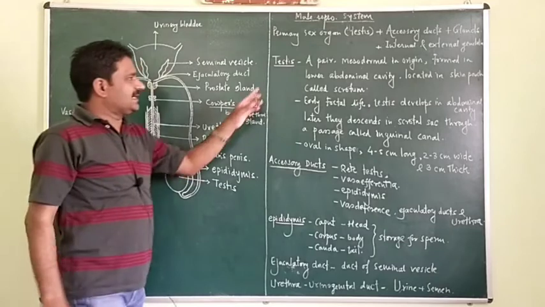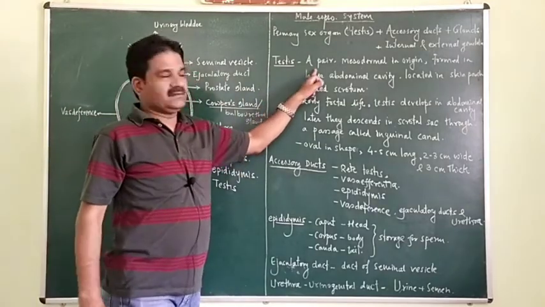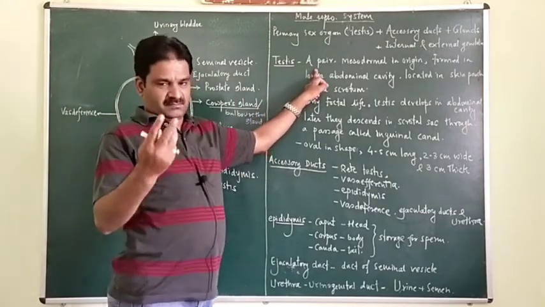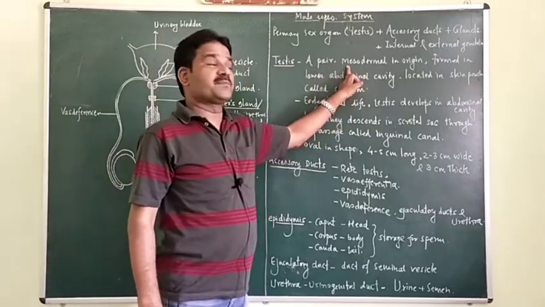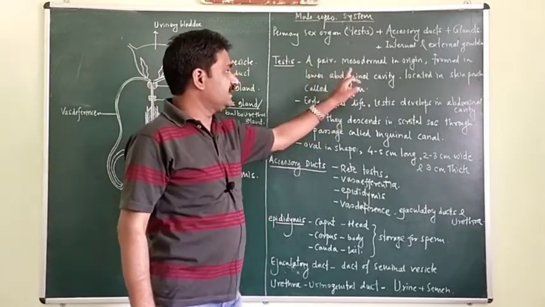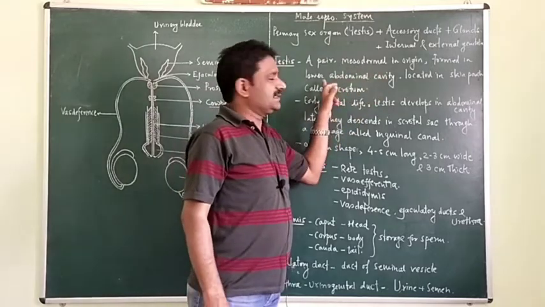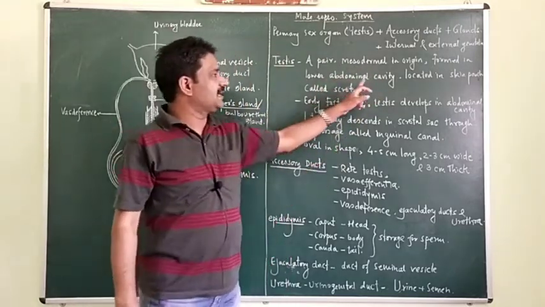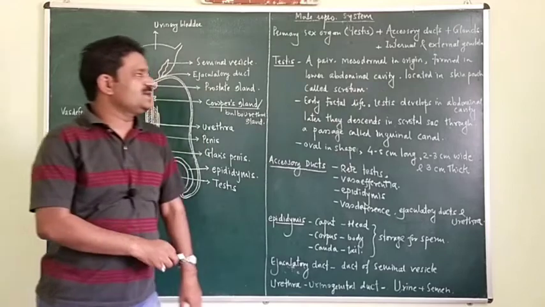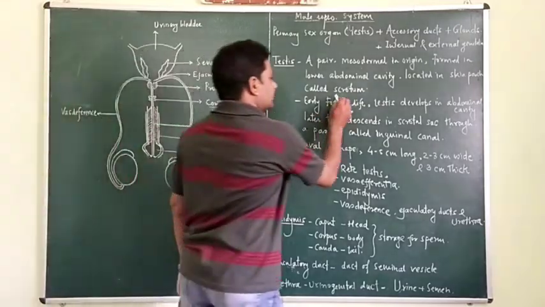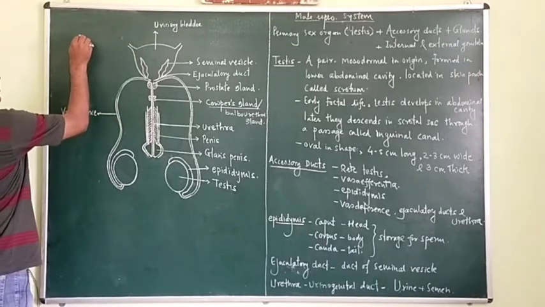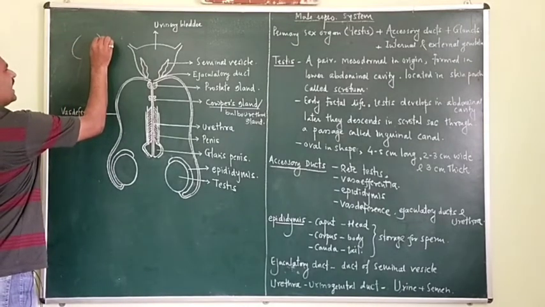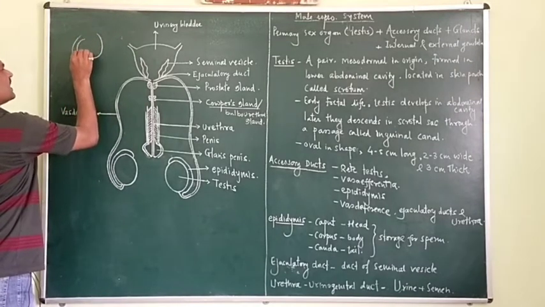Now the first structure of the male reproductive system is the testis. They are in pair, it is mesodermal in origin, meaning it is made up of mesoderm, and formed at the lower abdominal cavity, located in the skin pouch, that is the scrotum. Both the testes are located in the scrotum. Scrotum means it is a skin pouch. Suppose this is the scrotum and both the testes are located inside the scrotum.